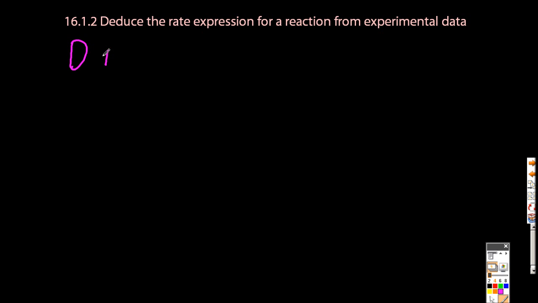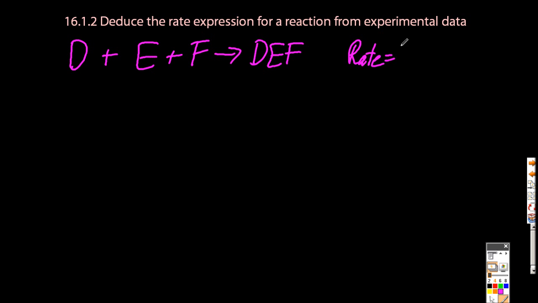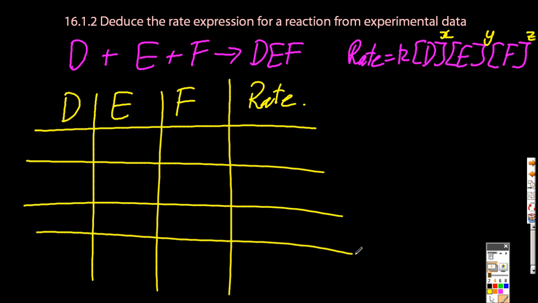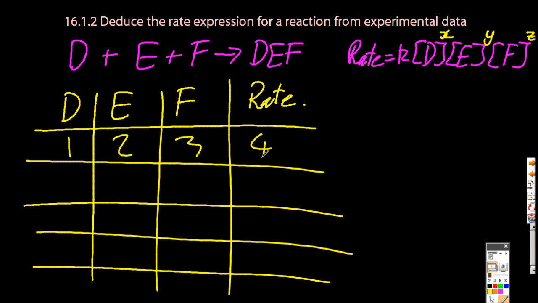This time let's look at D plus E plus F, and my rate equation, rate equals k, something to do with the concentrations of D, E and F. And the order of reaction for each chemical is x, y and z. Alright, there's my data table. I'm going to ignore the units. Okay, this time I've doubled D and the rate has doubled. So the order of reaction with respect to D is 1.